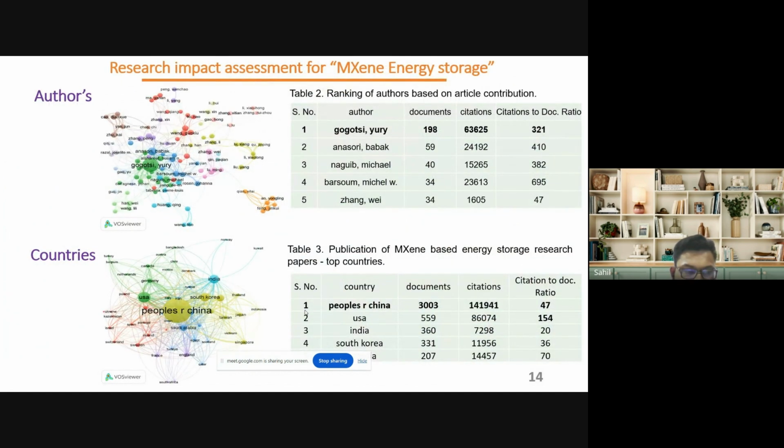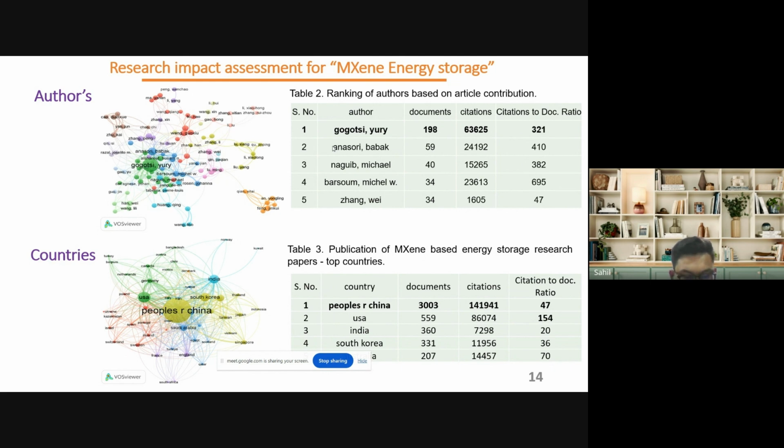So this shows the research impact assessment. The research impact assessment in MXene energy storage application was visualized using VOS Viewer, a free tool for constructing bibliometric networks. Here is the ranking of authors based on contributing articles, shown in the figure and table 2. Yury Gogotsi has the highest research articles and citations in the MXene energy storage field.